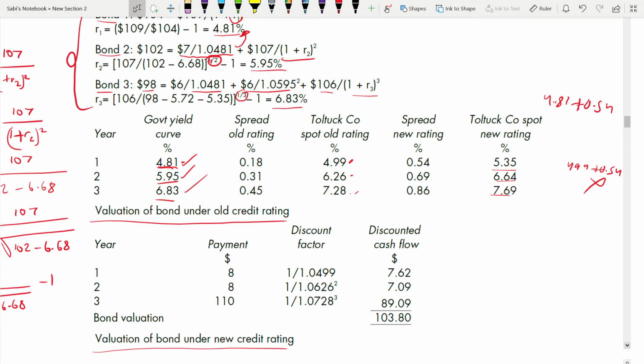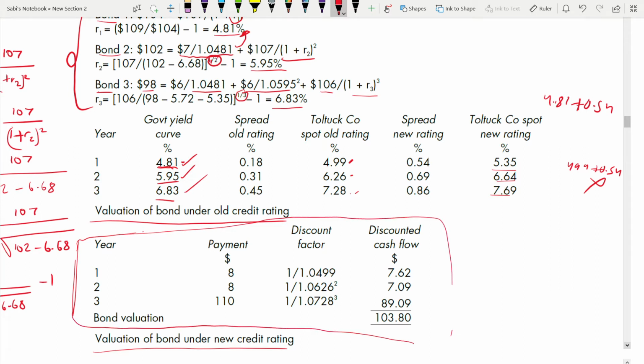How are you getting that old credit rating? Old means under double B. Okay, so you have to start exactly like this. Whenever you have to write a value of a bond, you have to write year, payment, and then discount factor and discounted cash flow. So discount factor is easy.